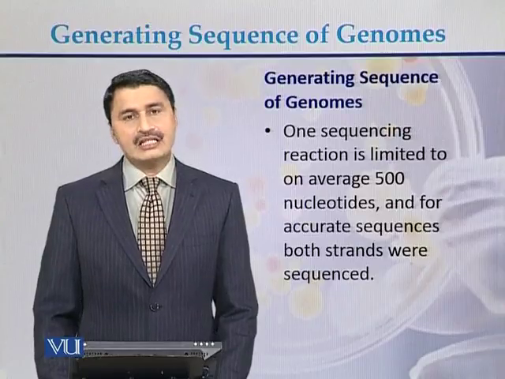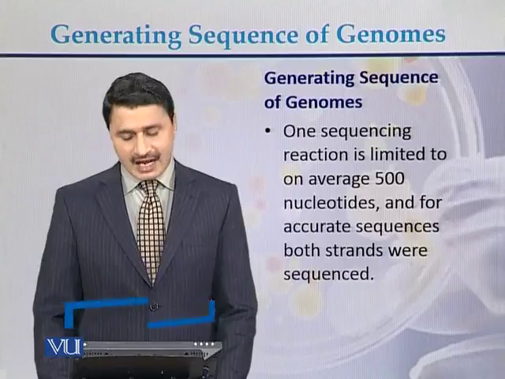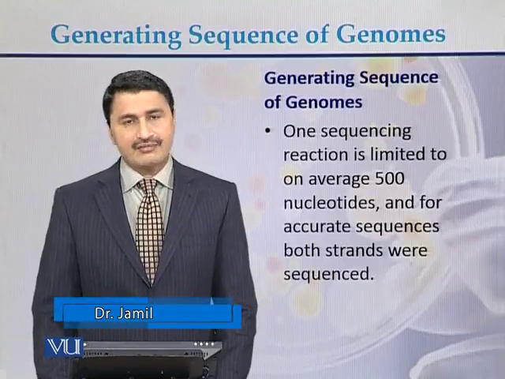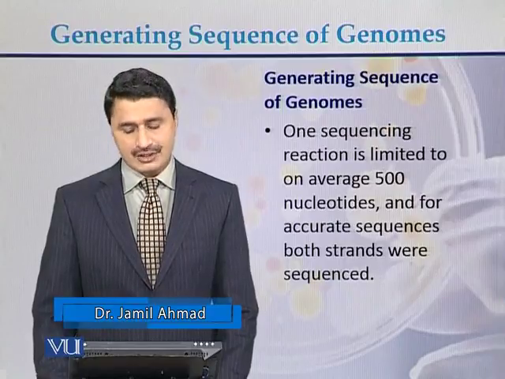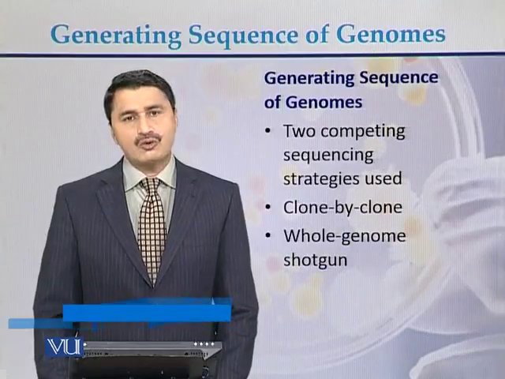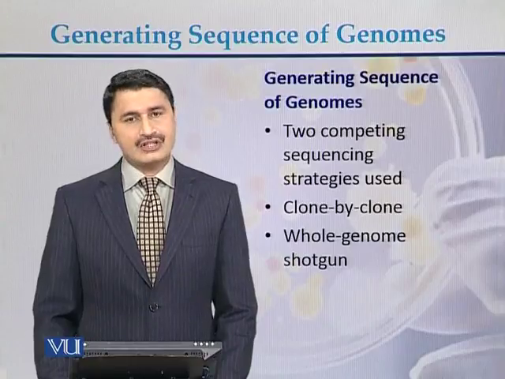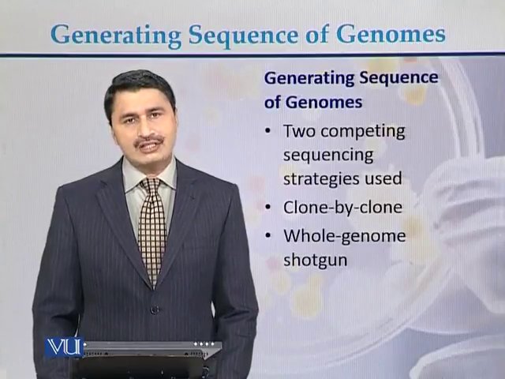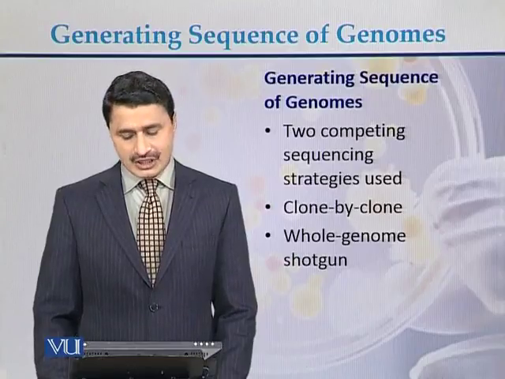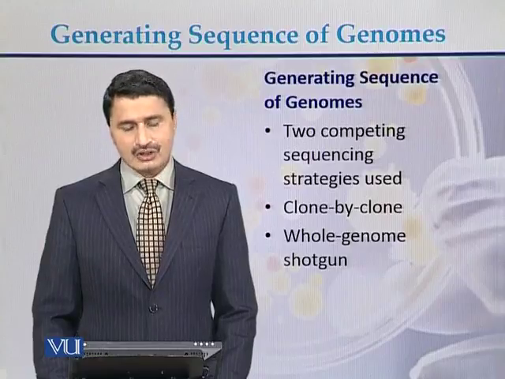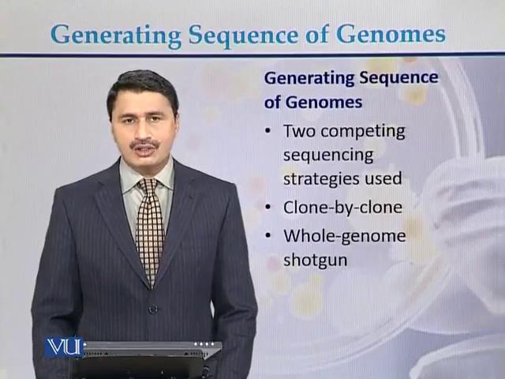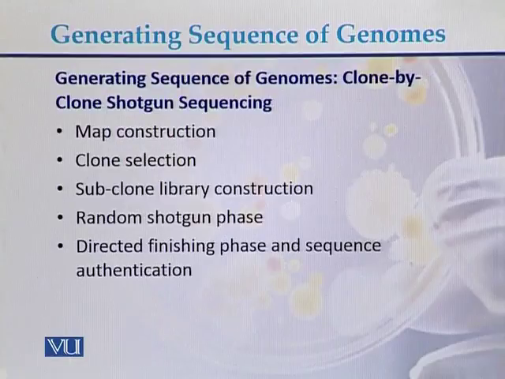One sequencing reaction is limited to an average of 500 nucleotides, and for accurate sequencing, both strands of the DNA were sequenced. There were two competing sequencing strategies used for sequencing the genomes. The first strategy is called clone by clone strategy, and the second is called whole genome shotgun sequencing. For generating the sequence of genomes, we take the example of clone by clone shotgun sequencing.